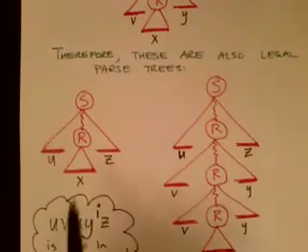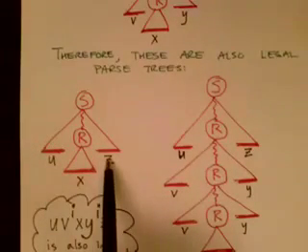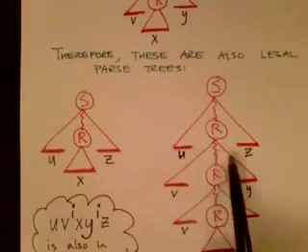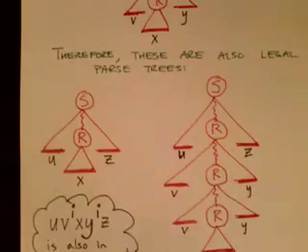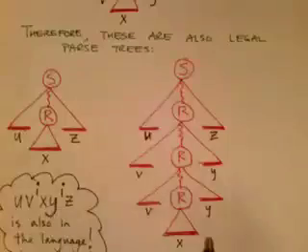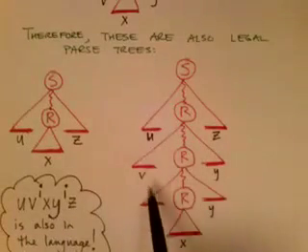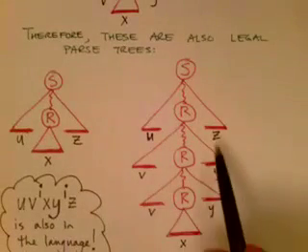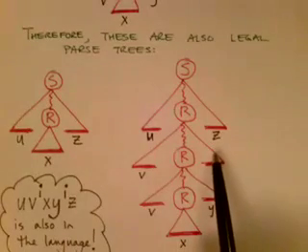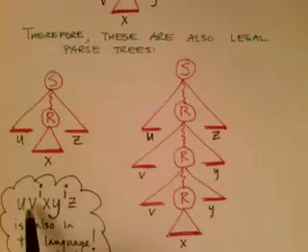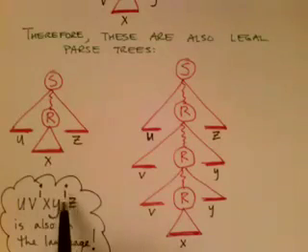And if we can do that, then it's also true that the following kinds of parse trees are also legal. Here we've got a parse tree where the recursion is not used at all, so we've just got U, X, and Z. And here we've got a parse tree where the R is repeated twice, and we've got U, V, V, X, Y, Y, Z as a string. So U, V to the I, X, Y to the I, Z is also in the language.